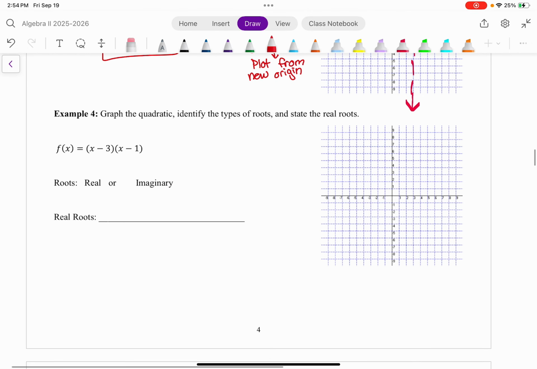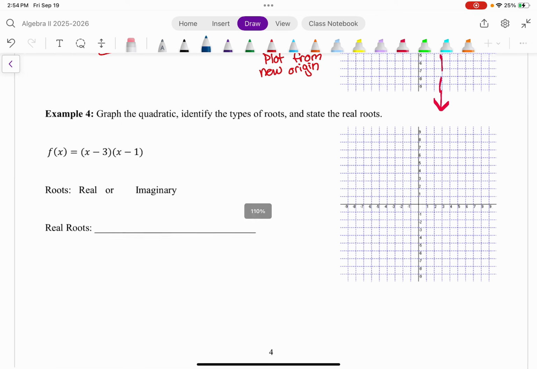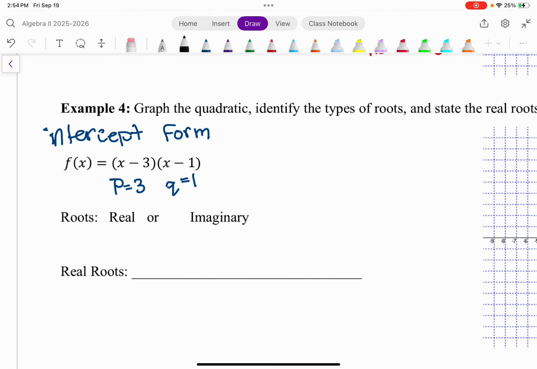Okay, our last graph, this one is in intercept form. So for intercept form, remember that tells us what our P and Q values are. These are always the opposite sign than what is in the equation. So both of these are positive. So starting off with finding our axis of symmetry, we're going to have x equals 3 plus 1 over 2. And this one, 3 plus 1 is 4. 4 divided by 2 is 2. Then next, we need to find our vertex.